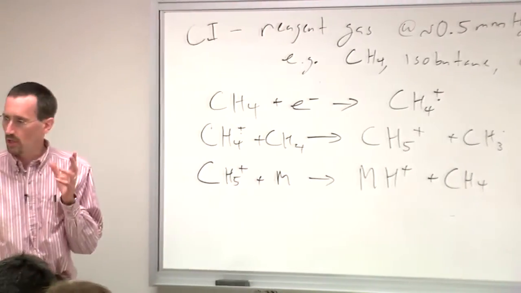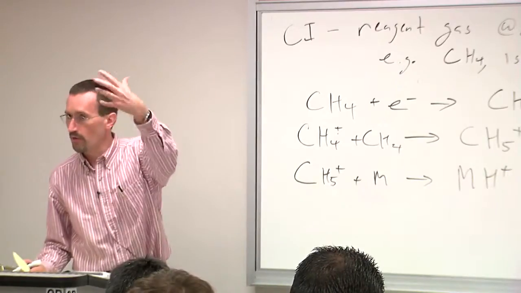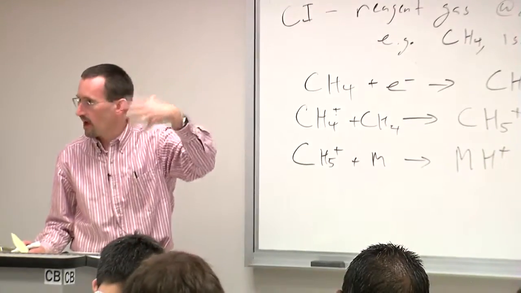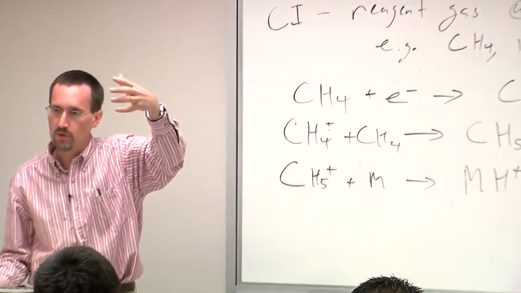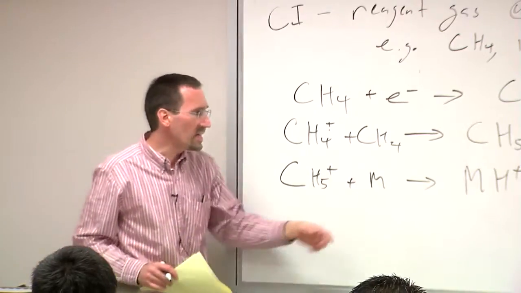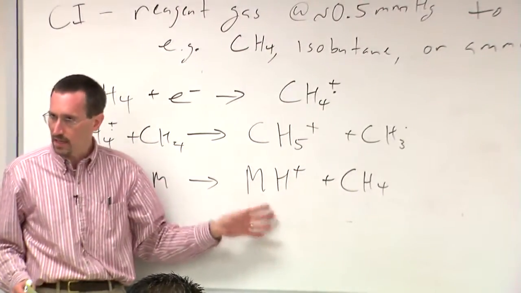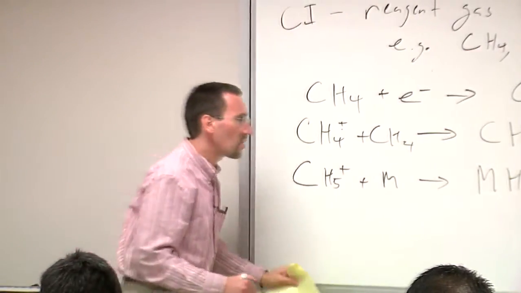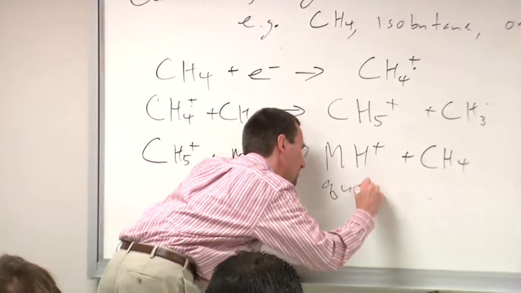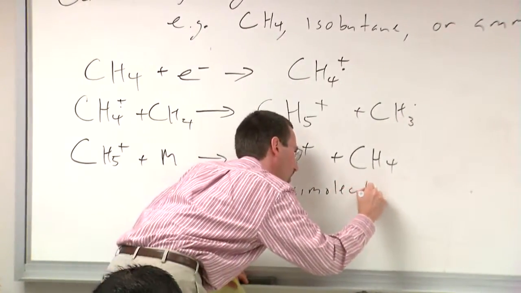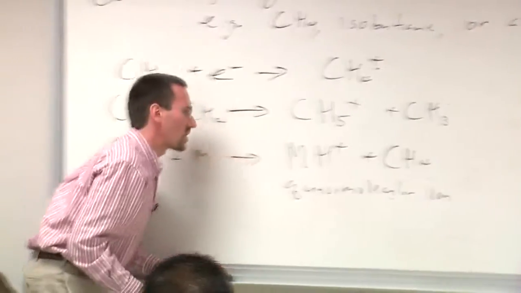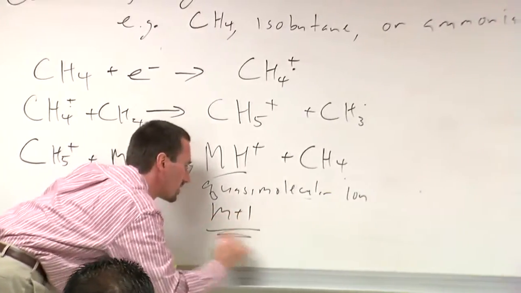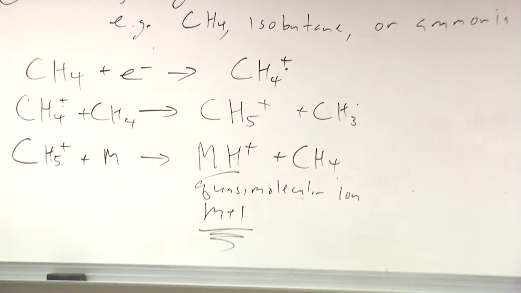If the molecule has a lone pair of electrons, you protonate the lone pair of electrons. If you have an ether, you protonate the ether. If you have an alcohol, you protonate the OH group to give you a protonated alcohol. If all you have in the molecule is an alkene, you protonate the alkene to give you a carbocation. So we call this species a quasi-molecular ion. And of course, the big distinction is this is at M plus 1. In other words, it's 1 higher than the molecular weight.